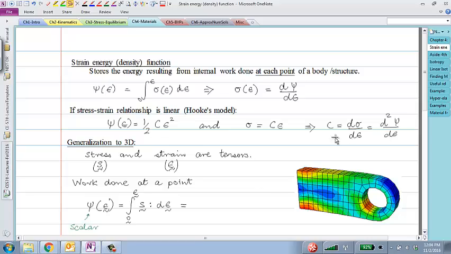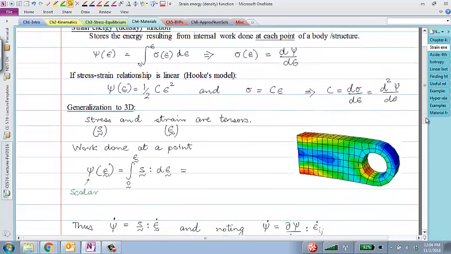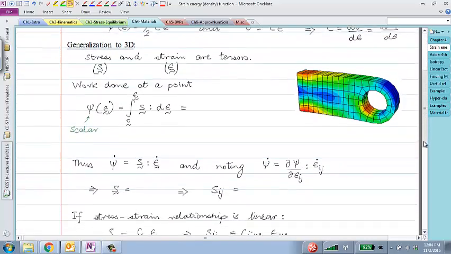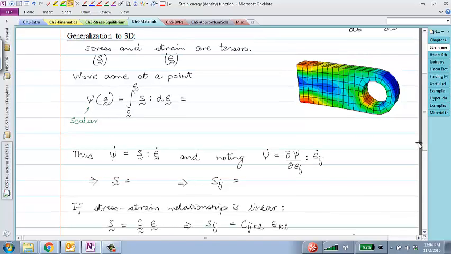So that's a one-dimensional analogy with something that you know, the Hooke's material model. Let's now try to generalize this to 3D. And of course, in 3D, we have stress tensors and strain tensors. For now, we'll work with the linearized strain tensor, not the full Green-Lagrange strain, but the linearized strain.